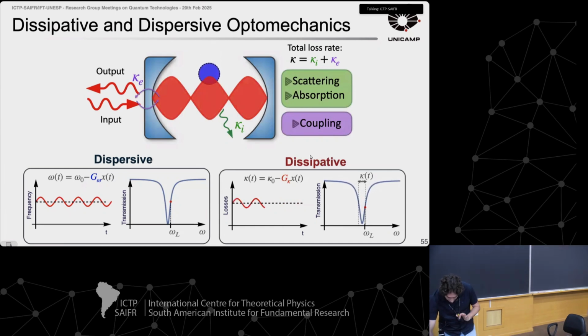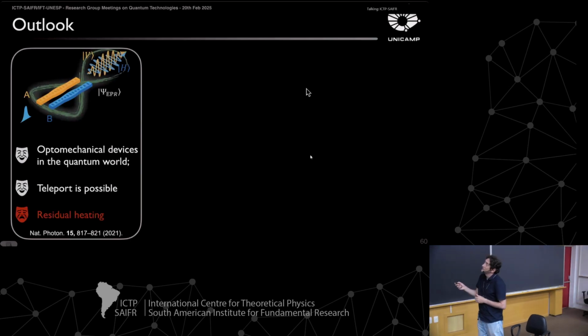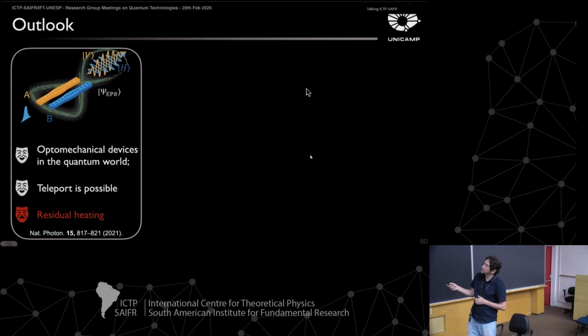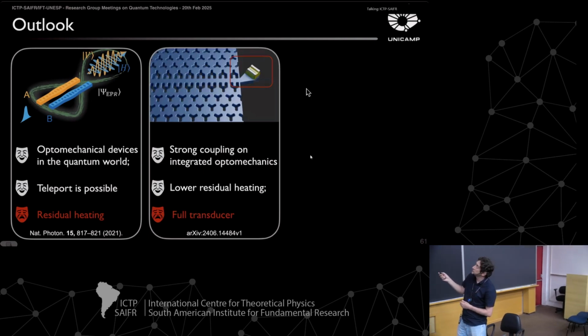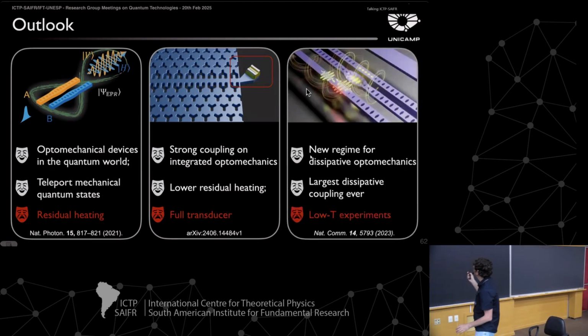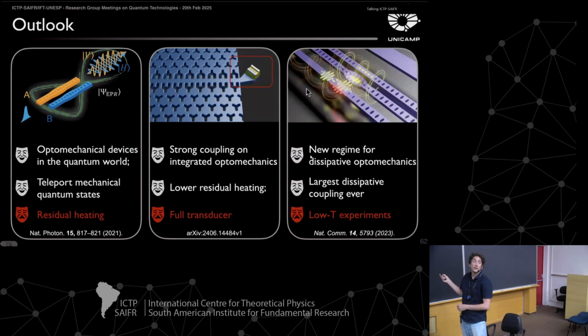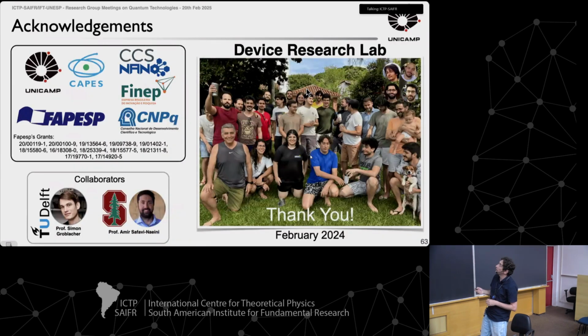So again, brief ideas, but not everything is nice. These 2D systems show that we can be in the quantum world, we can do teleportation, but there's still residual heating. We came up with a very nice idea to take out the heating here, but then you still need to couple to the superconducting device. And on the dissipative one, we still need to do low temperature experiments to see if that actually helps in the same way, okay?